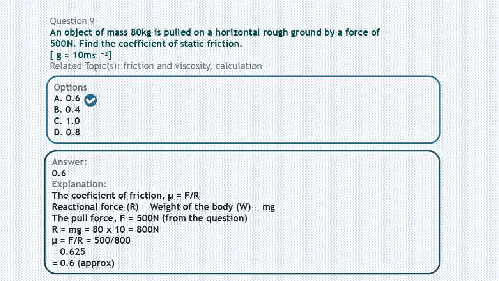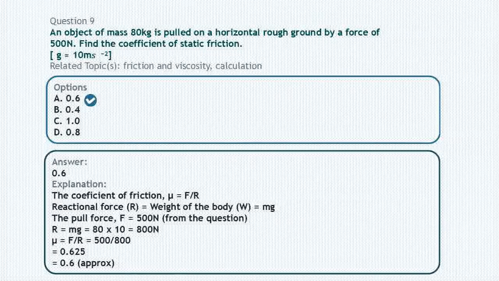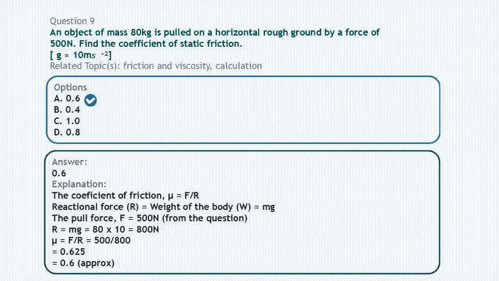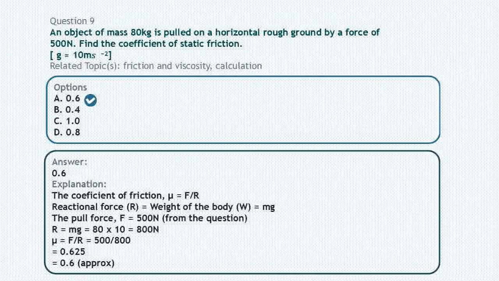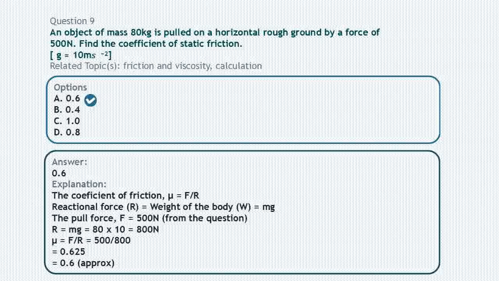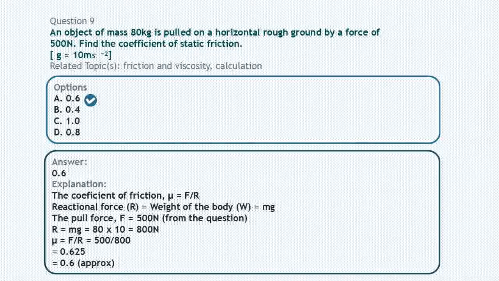Let's start with the reactional force. The reactional force is the weight of the body, that's the reaction of the body on the surface of that plane. So it is equal to the weight of the body, and the weight of a body is given as the mass of the body times the acceleration due to gravity. Here we have the mass of the body as 80 kg multiplied by acceleration due to gravity, given here approximately as 10. So you have 80 times 10, and that is 800 Newton. So we have this reactional force here, 800 Newton.